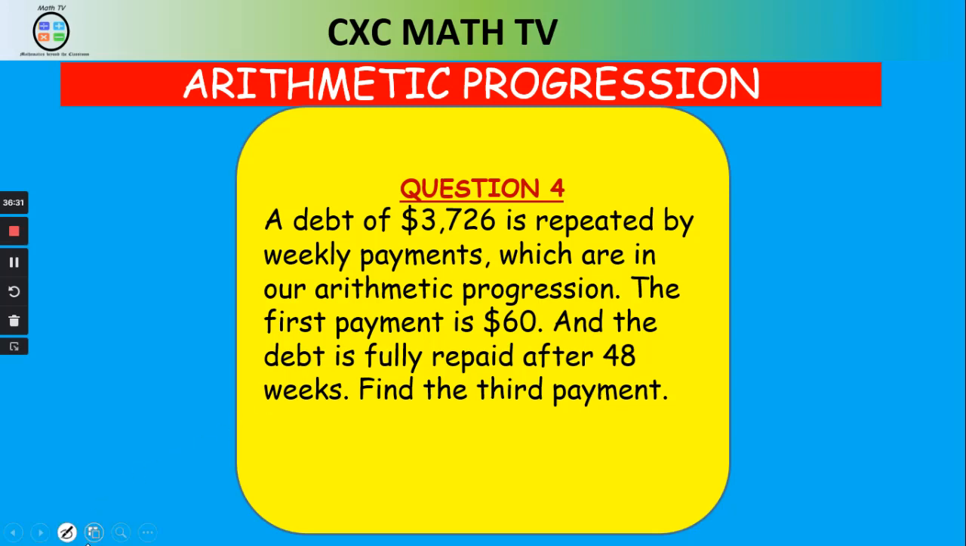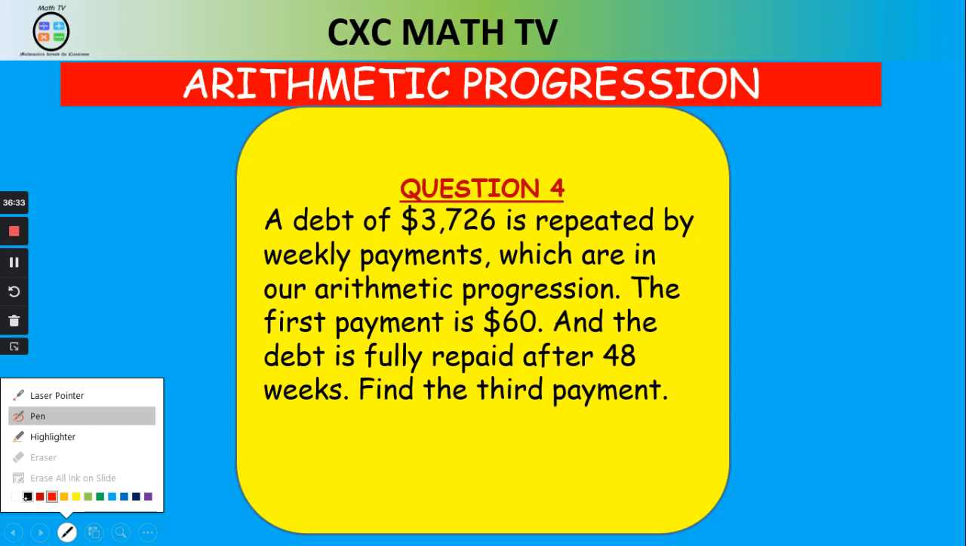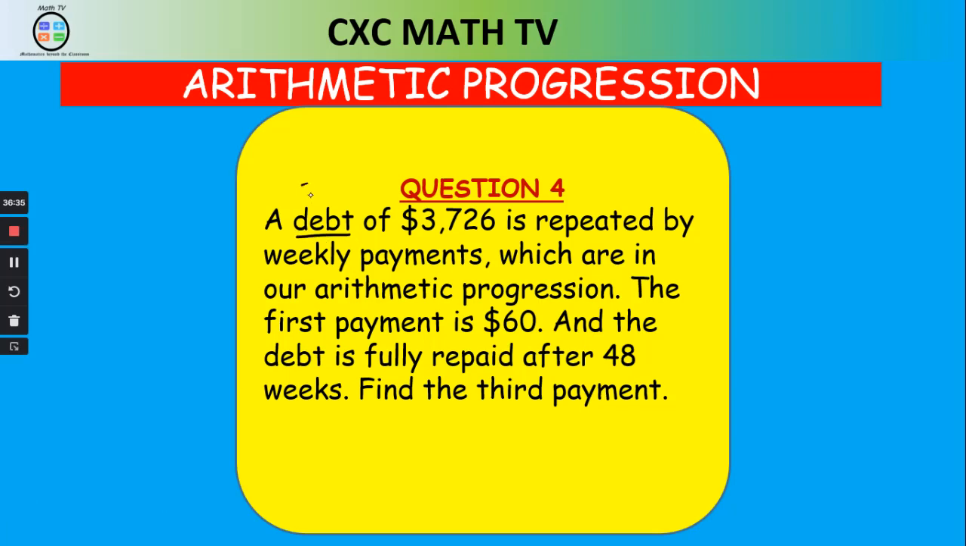So the first thing they told us was what? They told us a debt, a sum. That's a sum, 3,726, and it is paid off weekly. The first payment is 60, and the debt is fully paid off in 48 weeks. N equals 48. So in that case now, we can set up our equation, right?